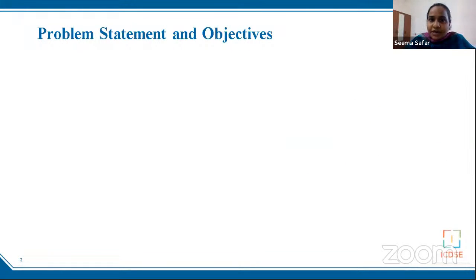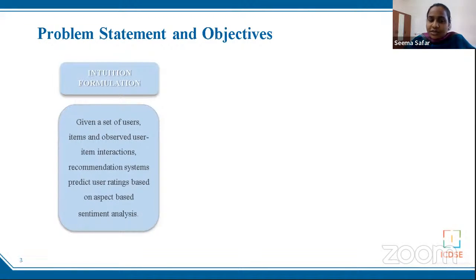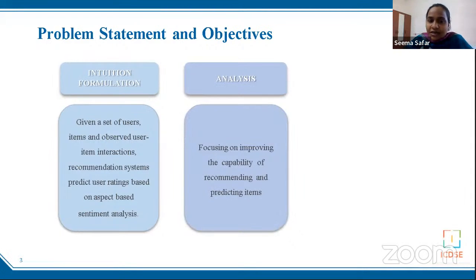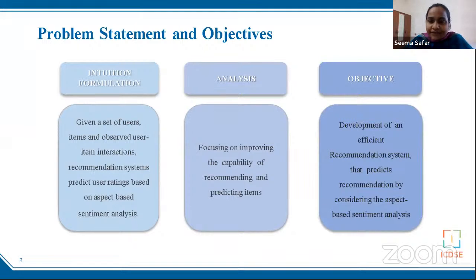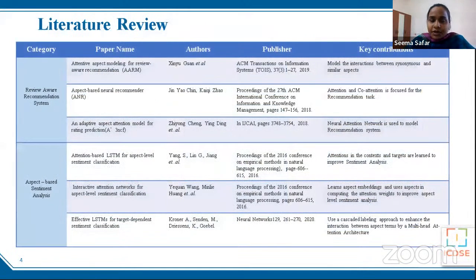Moving on to the problem statement and objectives, starting with the intuition formulation. If you're given a set of users, items, and some observed user item interactions, recommendation systems basically predict user ratings based on aspect-based sentiment analysis. So on analyzing, what we understood is that the focus should be given on improving the capability of recommending and predicting items. So in short, the objective is to develop an efficient recommendation system that predicts recommendations considering the aspect-based sentiment analysis.